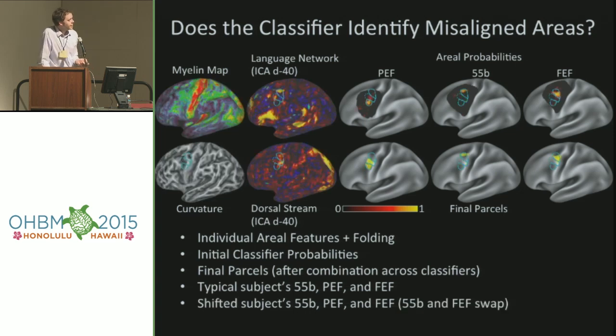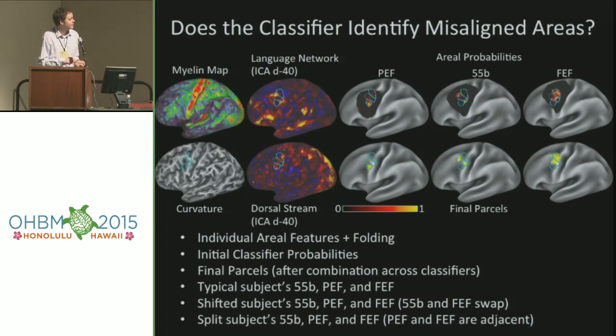And here's an example where we have a different topology in a particular subject. So 55B is actually shifted up here. Normally it's supposed to be down there, but you can see it's up here. Now we've got heavier myelination in the location that group average 55B is normally. And the dorsal stream network is sort of in that place too. So it's good to see the classifiers identifying 55B in the correct location for the individual, even though it's not the same location that it is in the group. Basically, it seems like the frontal eye fields and 55B have sort of swapped positions in this particular subject.